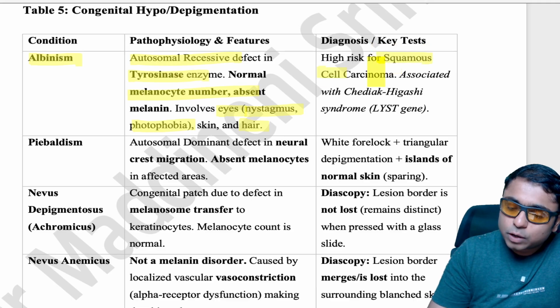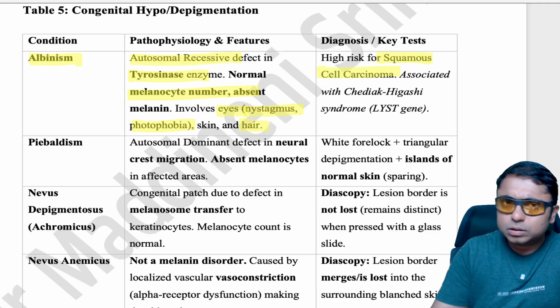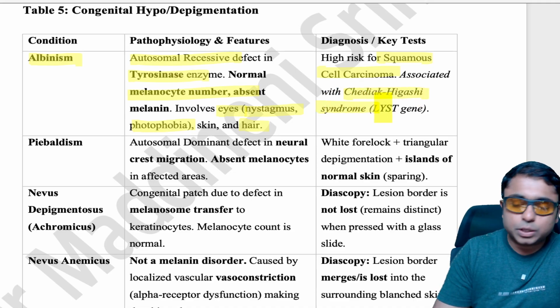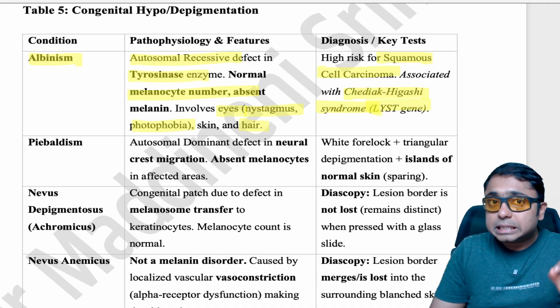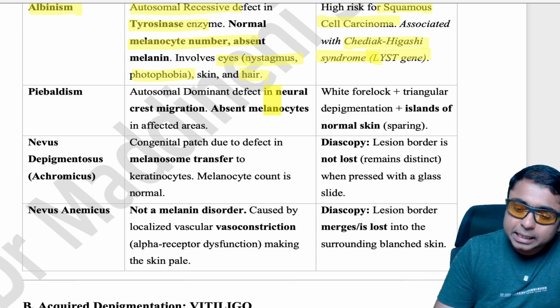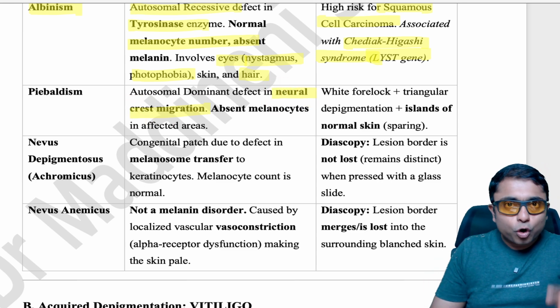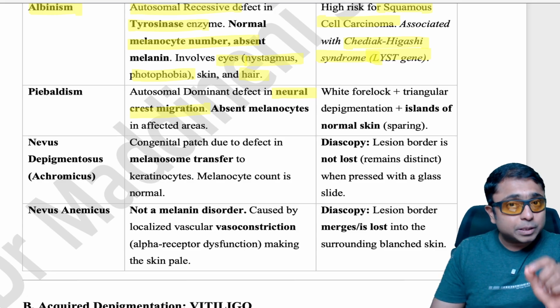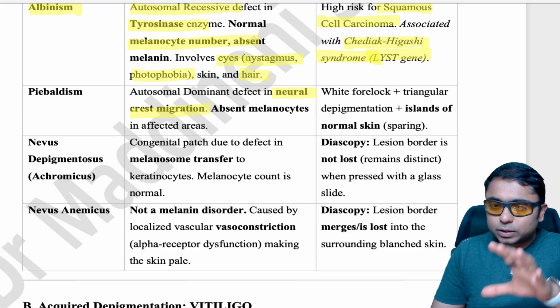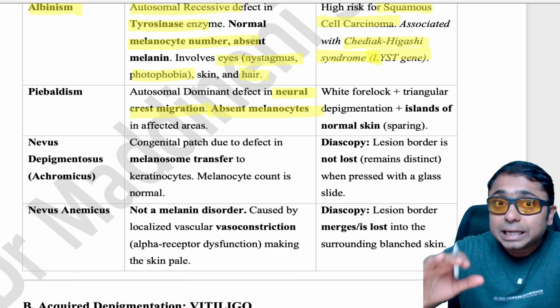These patients have a very high probability of developing squamous cell carcinoma, and there can also be associated Chediak-Higashi syndrome if there is a LYST gene defect. Piebaldism is an autosomal dominantly inherited condition. The problem is in the neural crest. The migration of the melanocytes from the neural crest cells is defective in this condition, so melanocytes are absent in the affected areas.